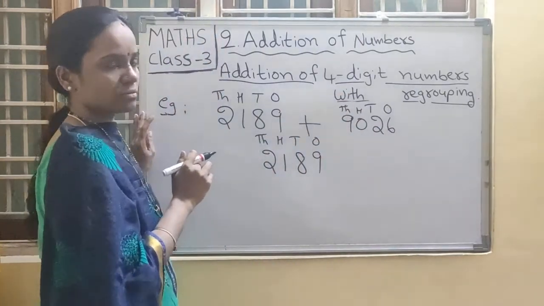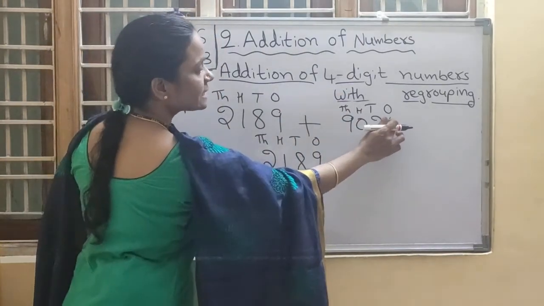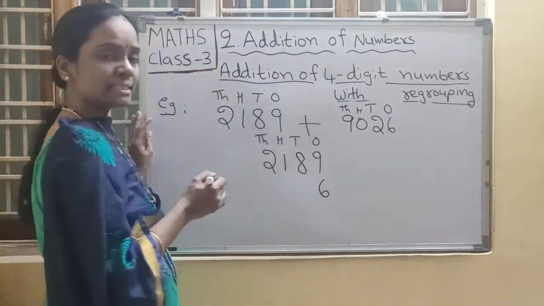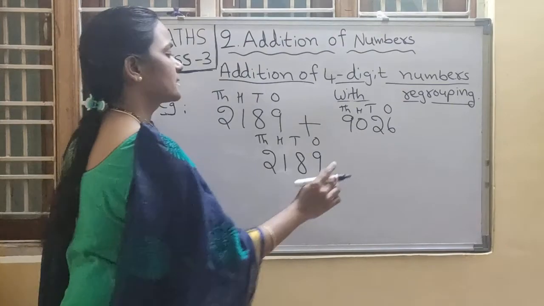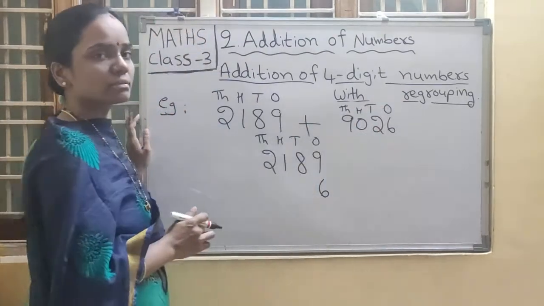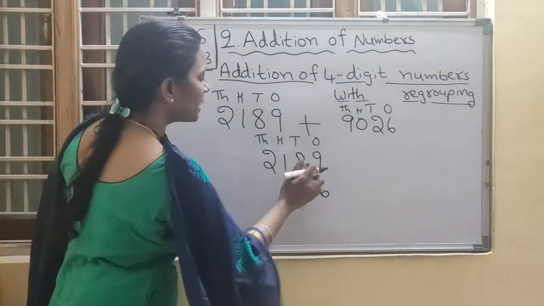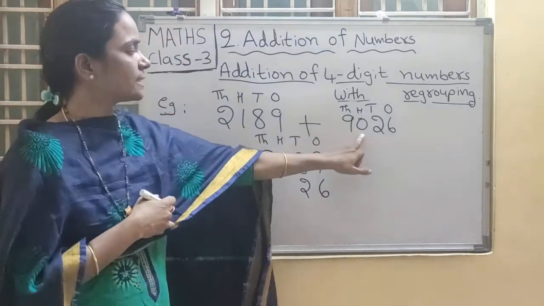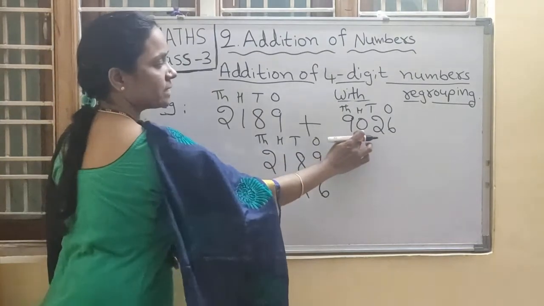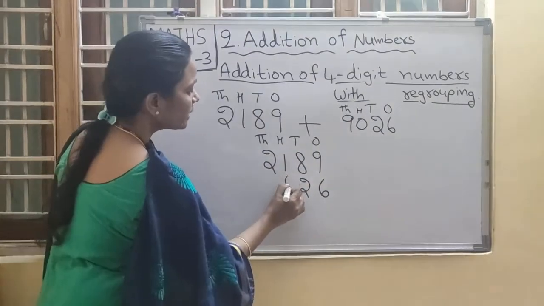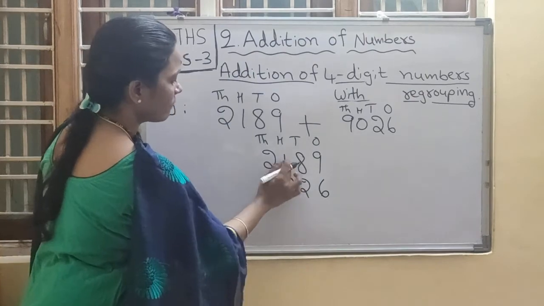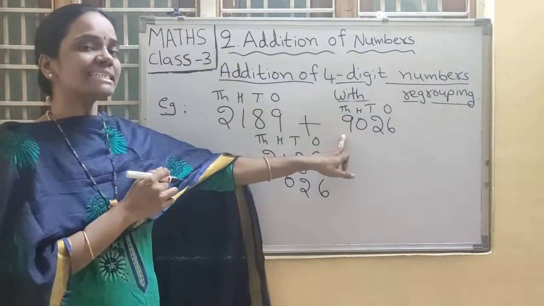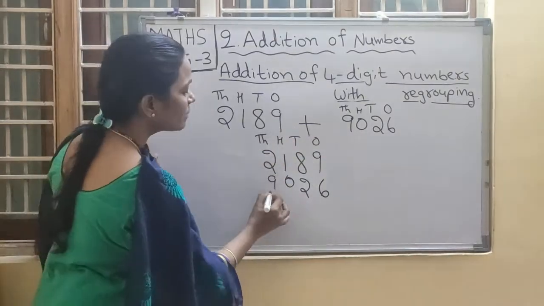Ones place digit first. What is the digit at ones place? 6. So 6 write down below the 9. Have you got it, children? What is the digit at tens place? Very good. 2. So write 2 below 8. Tens place. Ones place. Next come to the hundreds place. What is the digit at hundreds place? 0. So 0 we have to write below the 1. Next 9 is the thousands place digit. So write 9 below 2.